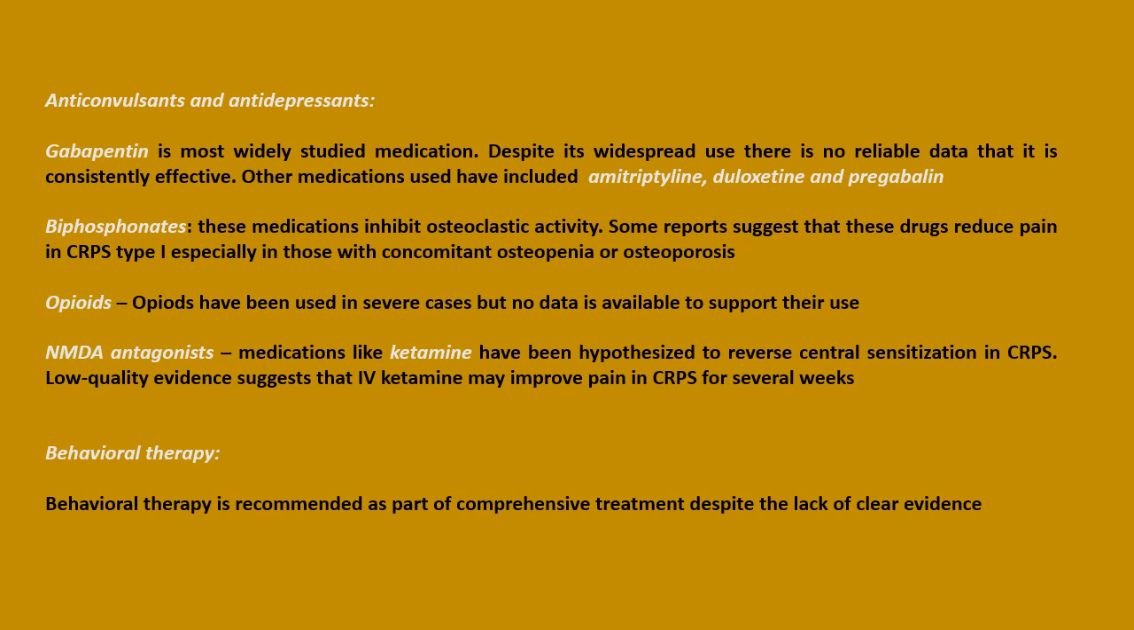Bisphosphonates. These medications inhibit osteoclastic activity. Some reports suggest that these drugs reduce pain in CRPS type 1, especially in those with concomitant osteopenia or osteoporosis. Opioids. Opioids have been used in severe cases, but no data is available to support their use. NMDA antagonists. Medications like ketamine have been hypothesized to reverse central sensitization in CRPS. Low-quality evidence suggests that IV ketamine may improve pain in CRPS for several weeks. Behavioral therapy. Behavioral therapy is recommended as part of comprehensive treatment, despite lack of clear evidence.